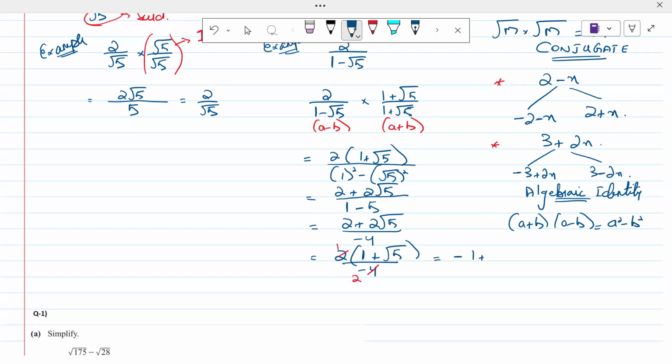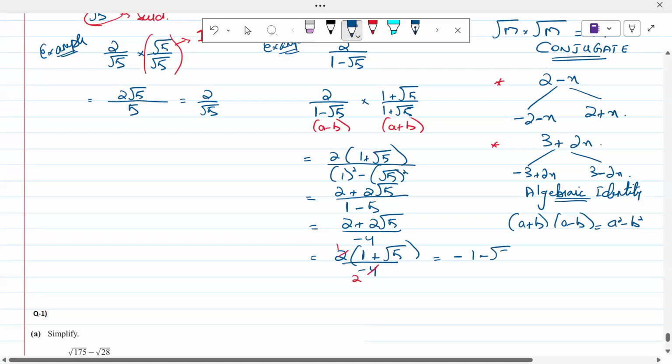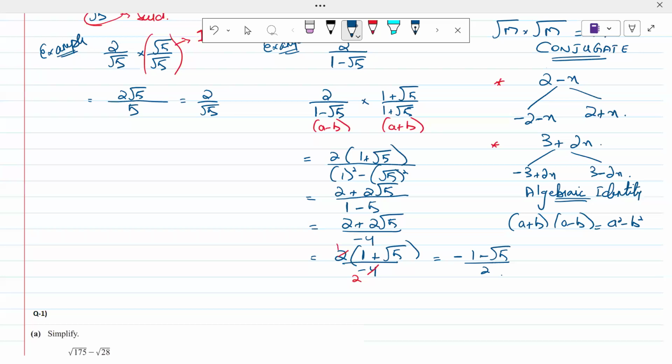minus 1 minus root 5 upon 2. We never leave a negative sign in the denominator. We had this negative sign in the denominator that was shifted to the numerator. So this is the final answer.